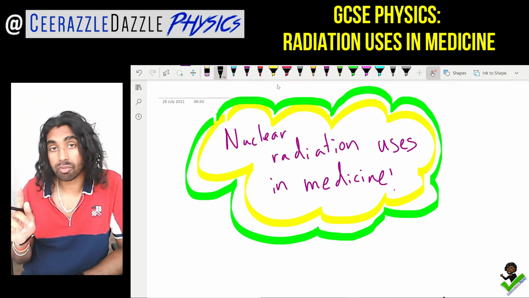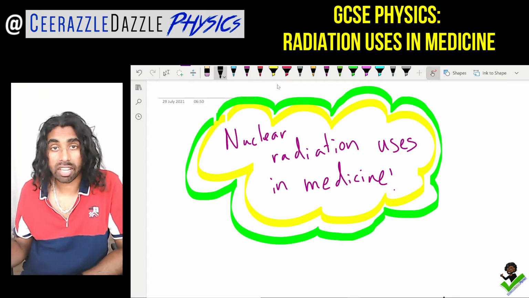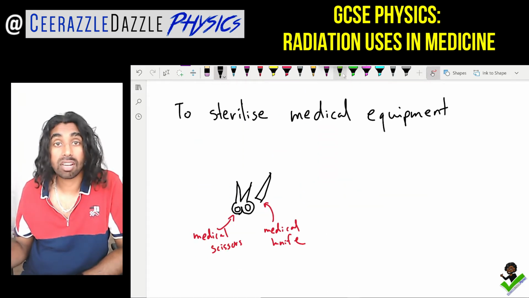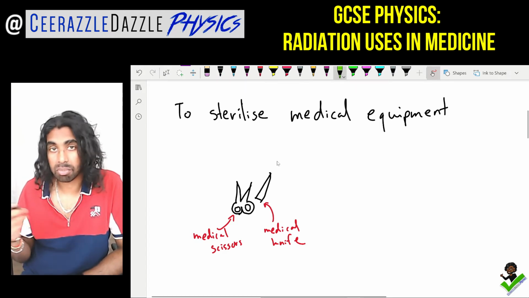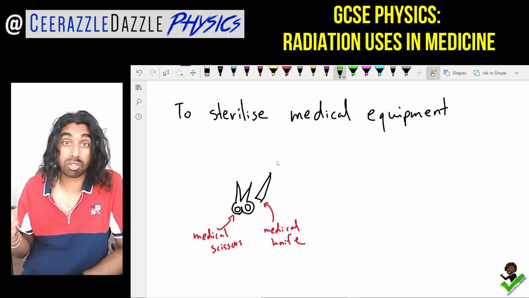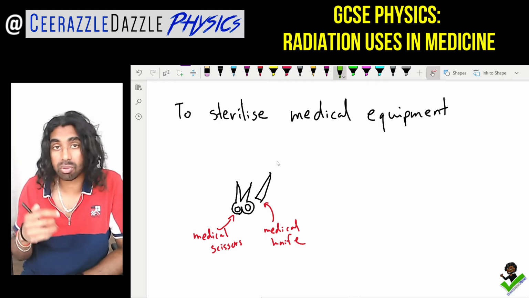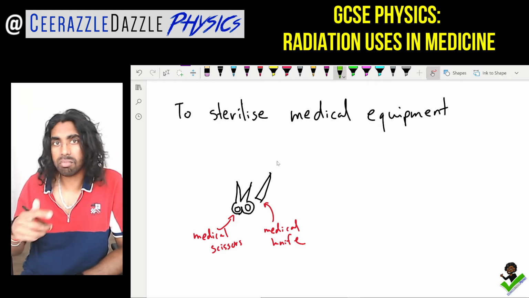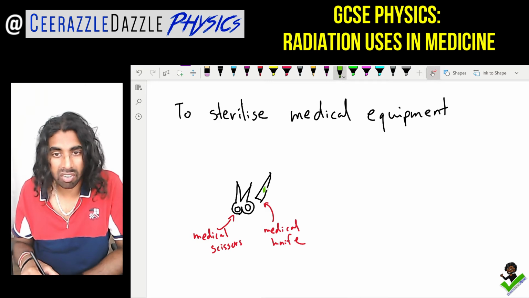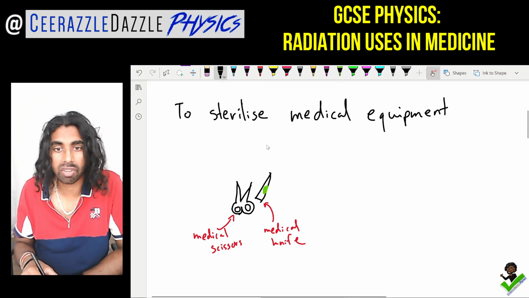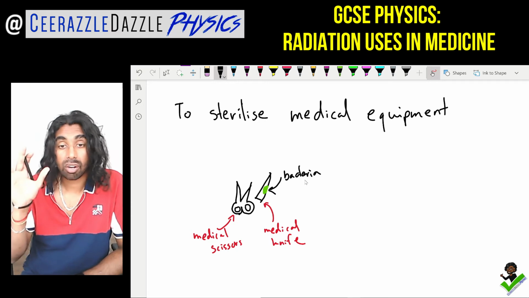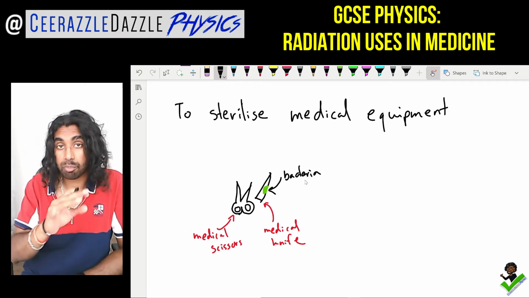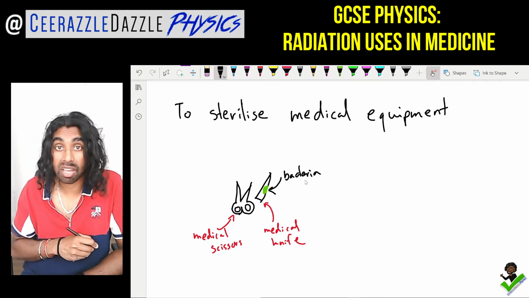First of all, one use of nuclear radiation in medicine is going to be to sterilize medical equipment. Obviously there are loads of surgeries that take place in a hospital and loads of stuff which is going to be used, medical scissors, medical knives. But as you use them, they're going to pick up bacteria. Let's say here it is, a big blob of bacteria. The key thing is this: you don't want to transfer the bacteria from patient to patient. So you've got to kill off that bacteria.